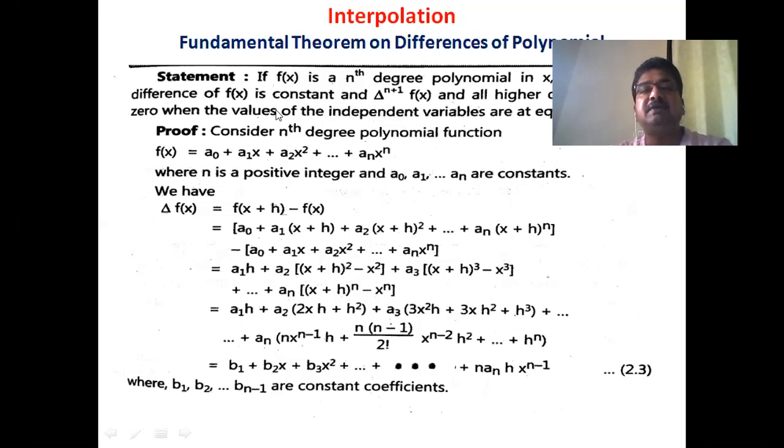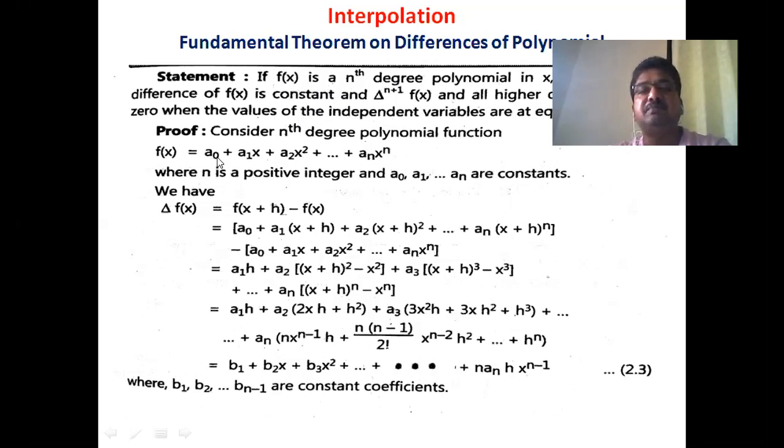Obviously, if the nth difference is constant, then the (n+1)th difference and all the further, higher order differences are obviously 0, because the delta of a constant is 0. So first we have to show the nth order difference of f(x) is constant. So first take f(x) as an nth degree polynomial in x.